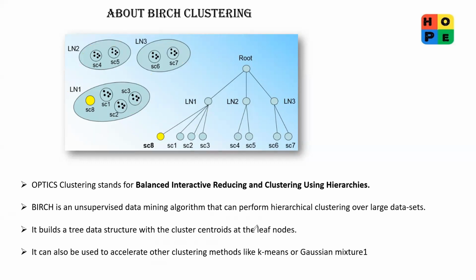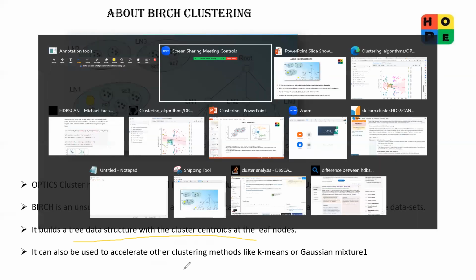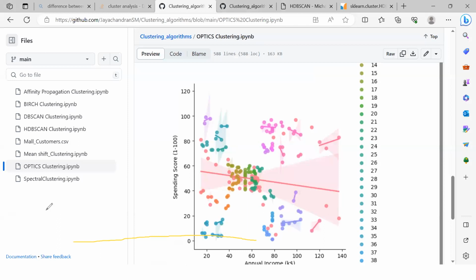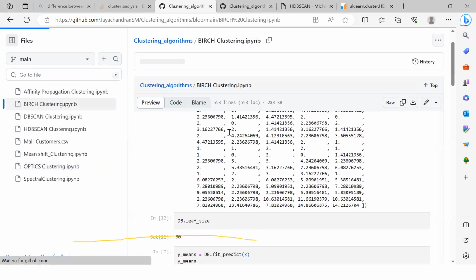So let me go to the text part, and we can understand what Balanced Iterative Reducing and Clustering using Hierarchies is. It builds a tree-based structure with the cluster centroid at the leaf node. It can also be used to accelerate other clustering methods like k-means and Gaussian. Let me quickly go back to the code to identify what is what in terms of Birch clustering.